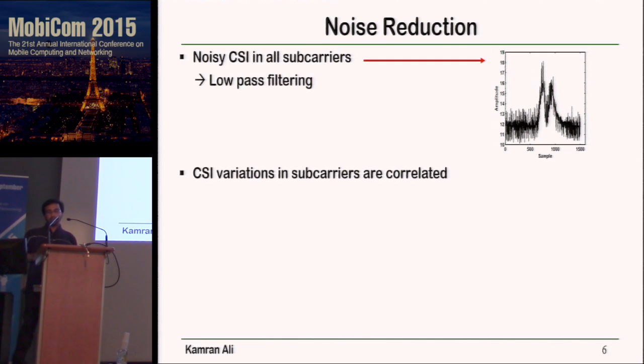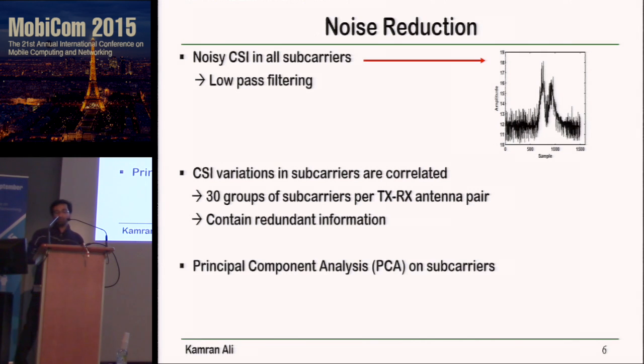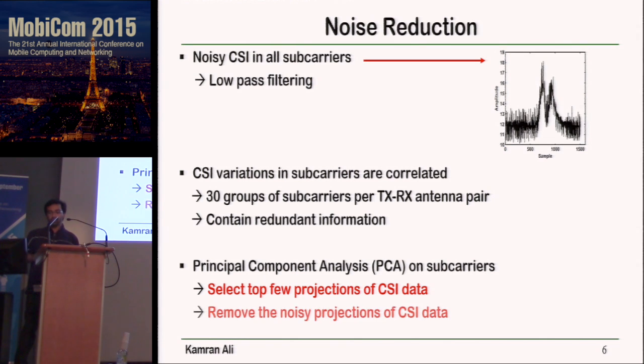We also observed that the CSI variations in different Wi-Fi subcarriers are correlated. What that means is that among the 30 groups of subcarriers per antenna stream, the CSI data collected from them actually contains redundant information for different keystrokes. So we apply a trick. We utilize this correlation redundancy, and we apply principal component analysis on the subcarriers in order to extract the top few components which represent the keystroke variations only, and get rid of the noisy components.